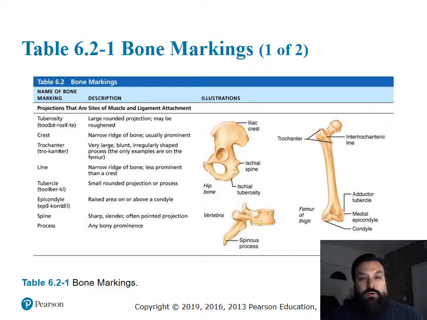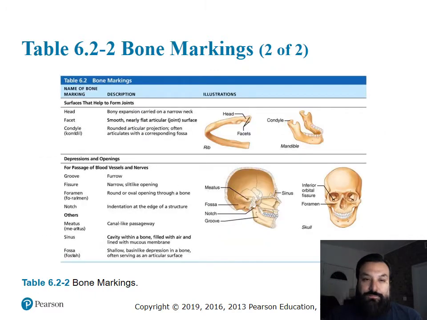This table I decided to put on here just to show you that there are different types of those bone surface markings, and you can see them. There are many different names for each one of them, and you can see them on this table.